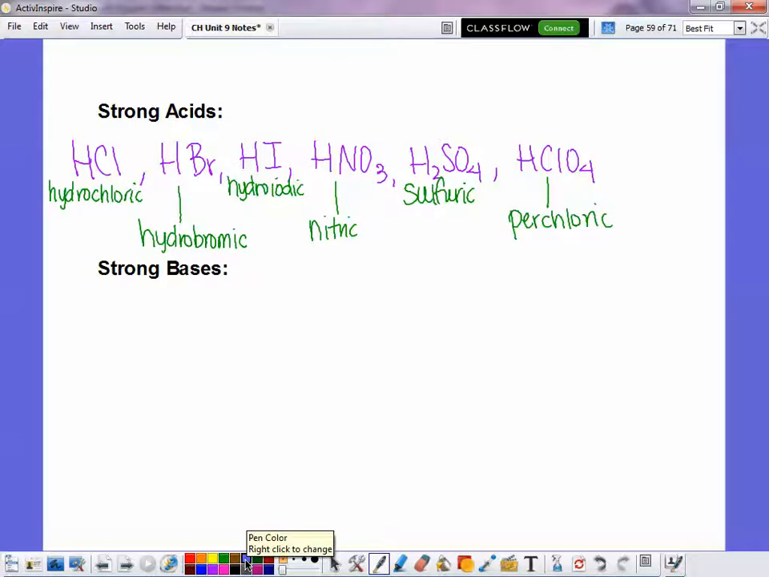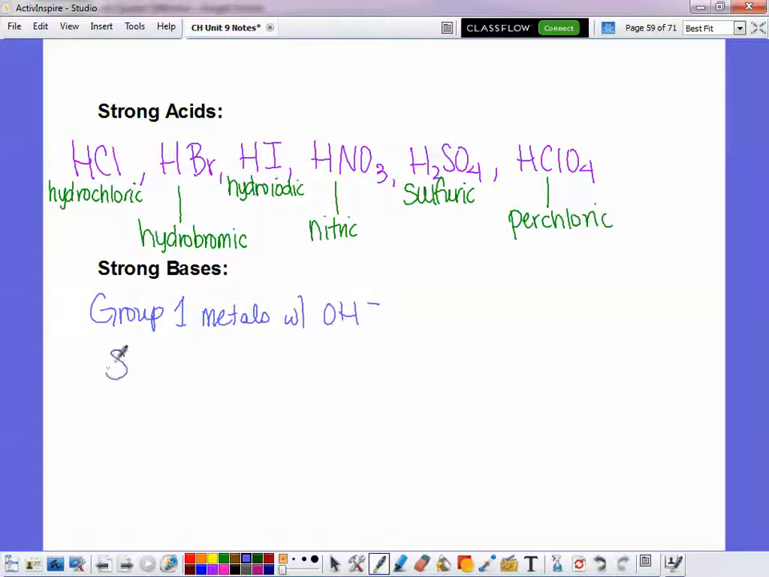All right, strong bases. The strong bases are group 1 metals with hydroxide, and then strontium and barium with hydroxide. So like a group 1 metal like sodium. Sodium hydroxide is a strong base. Lithium hydroxide is a strong base. Strontium hydroxide is a strong base. But aluminum hydroxide is a weak base. Or, I don't know, silver hydroxide would be a weak base. Okay.